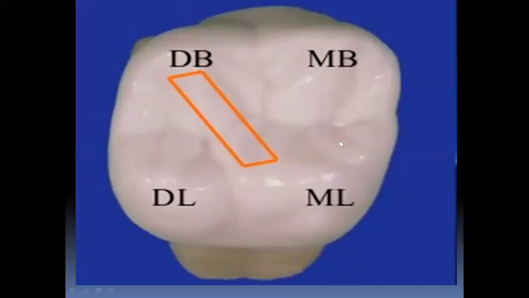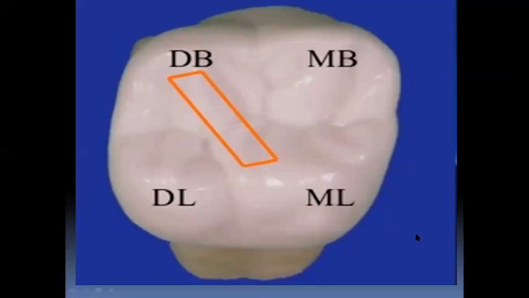This is the mesiolingual cusp, the largest cusp. This is the mesiobuccal cusp, the second largest cusp. Third is the distobuccal, and fourth is the distolingual. Fifth is the cusp of Carabelli. The cusp of Carabelli is present on the mesiolingual cusp.